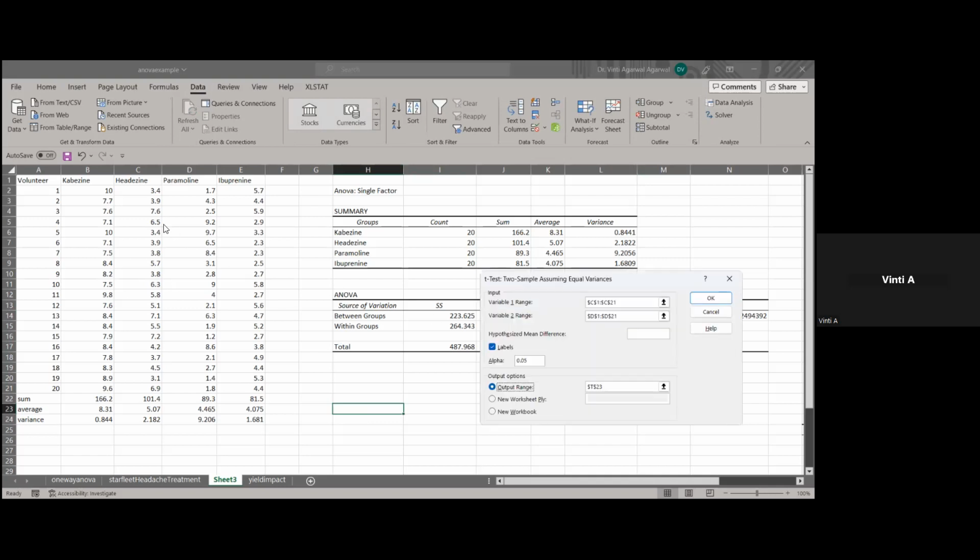Okay, then first I will, right, and now because I have four groups, I have multiple groups. Okay, so first I will do between cabazine. I'm going to take along with the header. Sorry, and then I'm going to take, right, I've taken the labels. Okay, and let's say my alpha is 0.05, and output range, let's say I have done it.